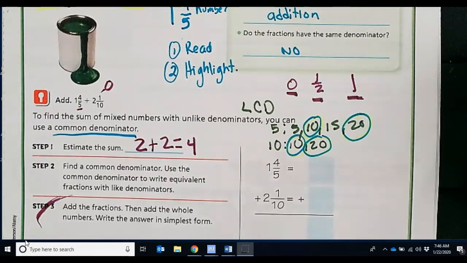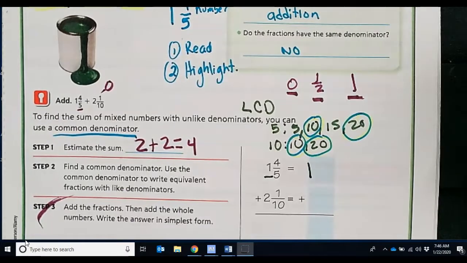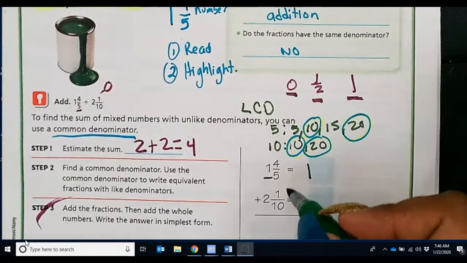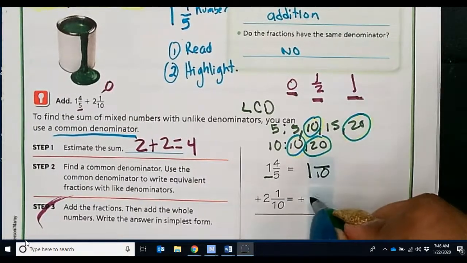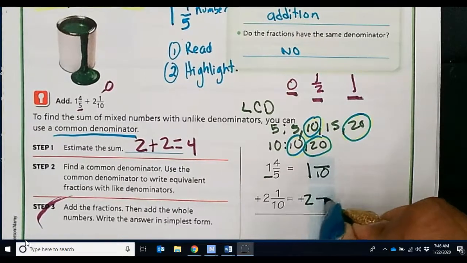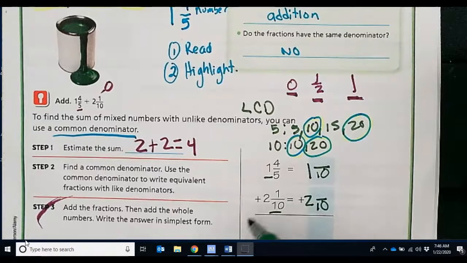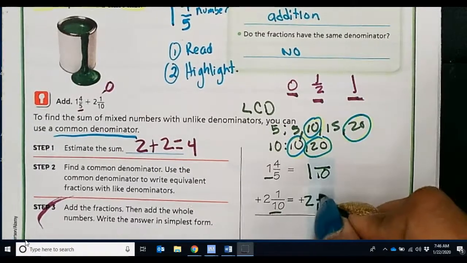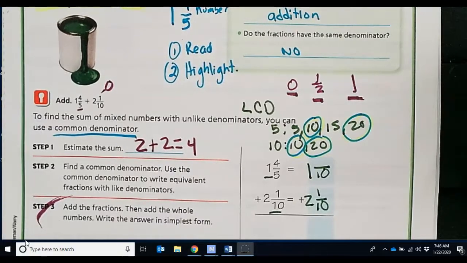So I'm going to carry over my whole number. Don't forget that, because that's something that students tend to do. They tend to forget to carry over the whole number. And now my common denominator is 10. And then I have here 2, and my common denominator is 10. But this one I'm leaving the same way, right? Because it already has the 10 as a denominator. So I'm just going to rewrite it as 2 and 1/10.